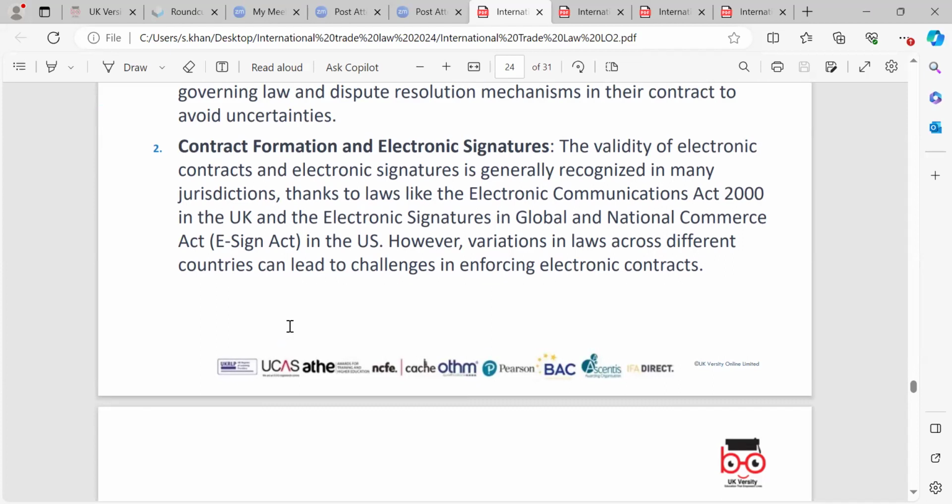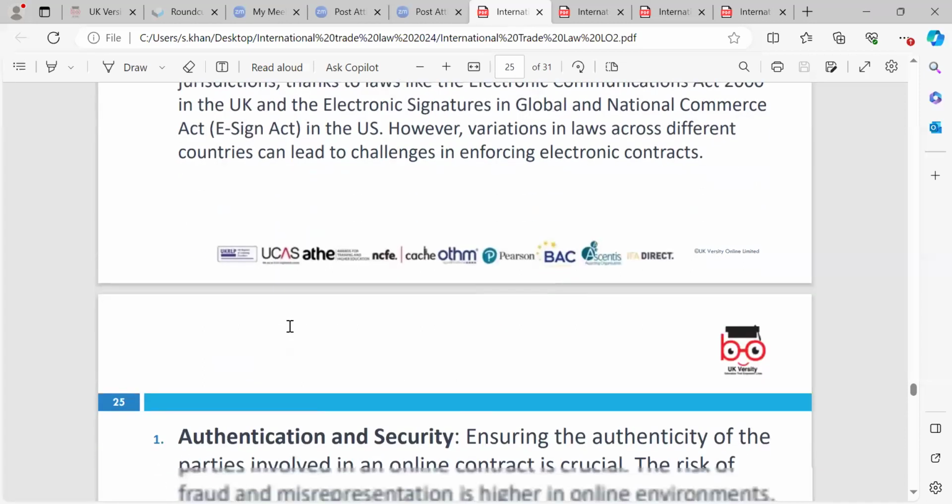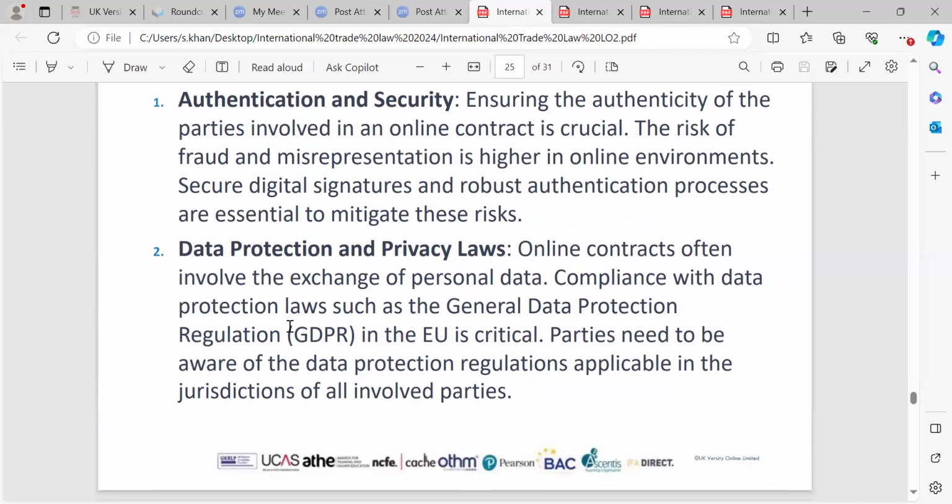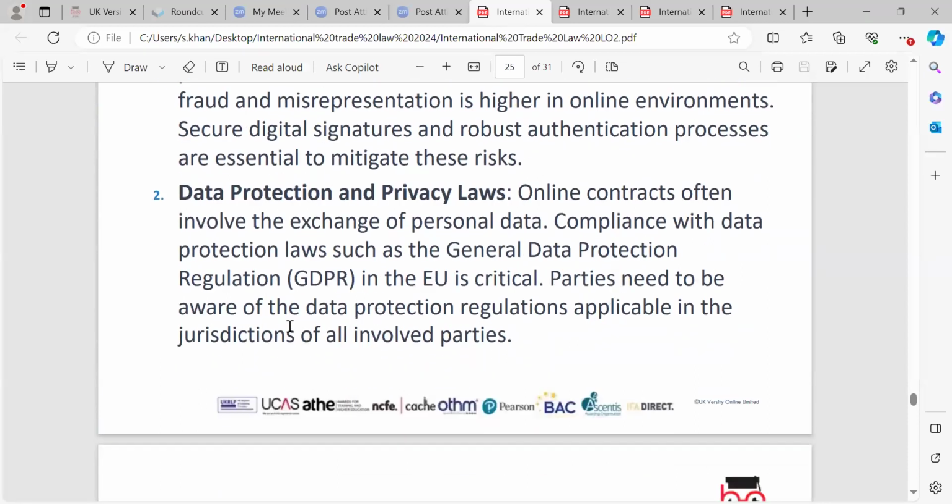and signatures are recognized due to the jurisdiction and the law that relates to signatures, the Electronic Communications Act 2000 in the UK, the Electronic Signatures in Global and National Commerce E-Sign Act in the US. Authentication and security. Ensuring the authentication of parties to an online contract is crucial. The risk of fraud and misrepresentation is higher in online environments.